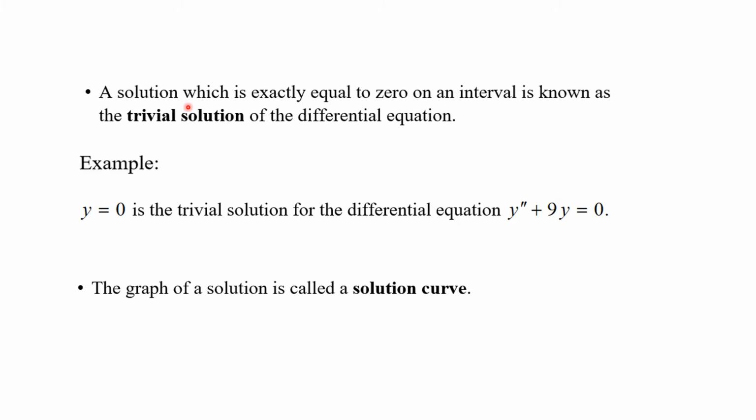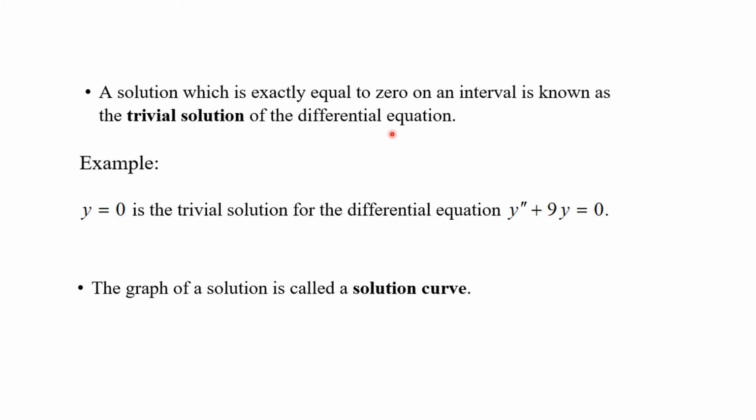A solution which is exactly equal to 0 on an interval is known as the trivial solution of the differential equation. In other words, if we solve the differential equation and the result is a function y equals 0, that y equals 0 is known as the trivial solution or an easy solution of the differential equation.